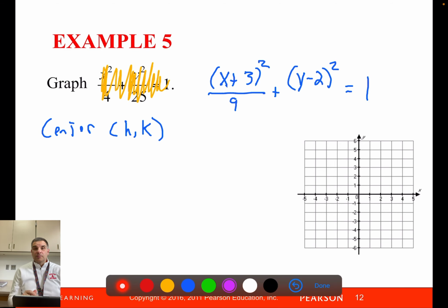Now notice I didn't put anything underneath there this time. If there's nothing underneath there, it's understood to be a 1. Okay, so it's just like over 1. If there's nothing there, it's a 1. Okay, I'm going to stare at you oddly while you graph this one.